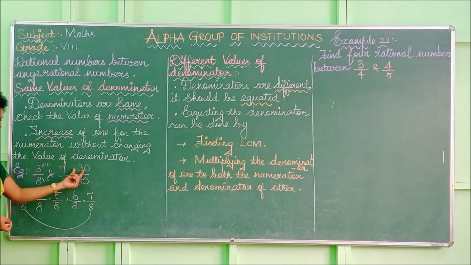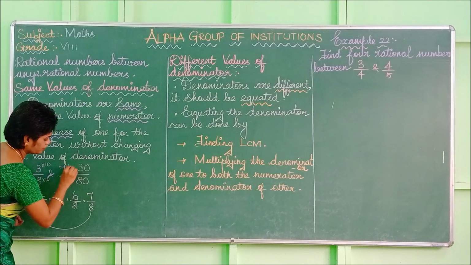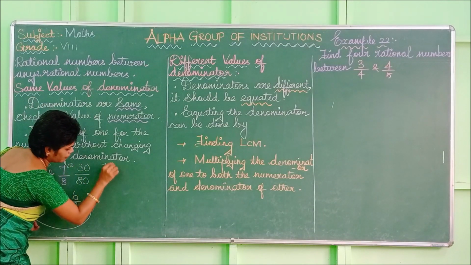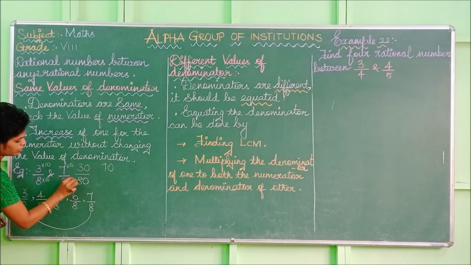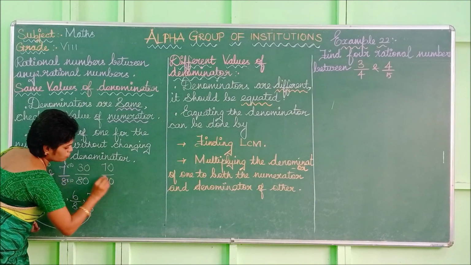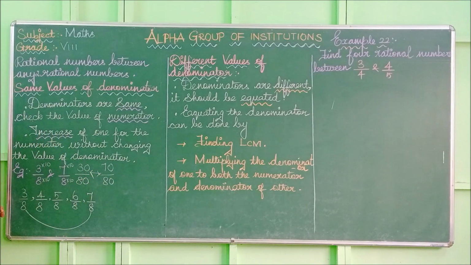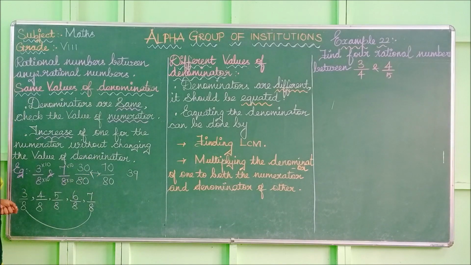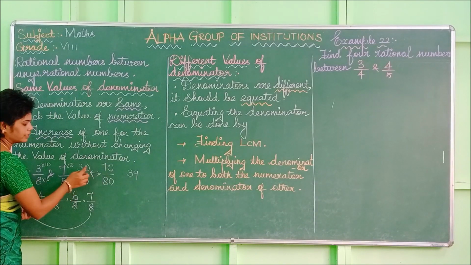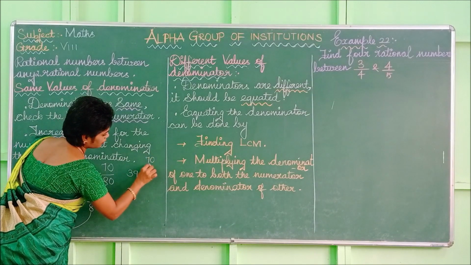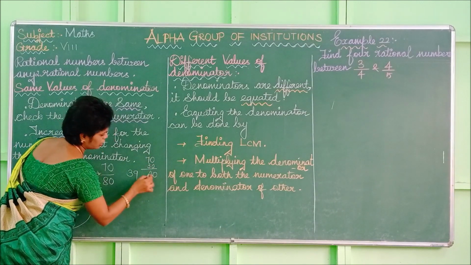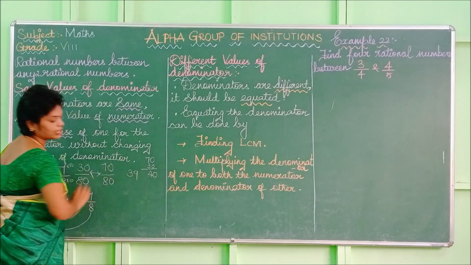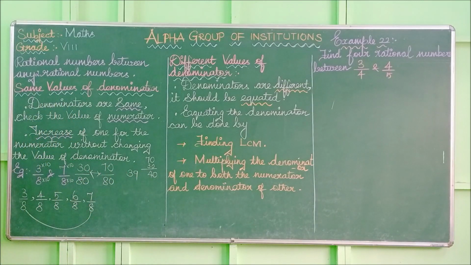So 3 into 10 is 30, 8 into 10 is 80. The next value also has to change: 7 into 10 is 70, and 8 into 10 is 80. So in between these we can write 39 rational numbers. You can subtract 70 minus 30, which is 40. So in between these you can write at least 39 rational numbers.